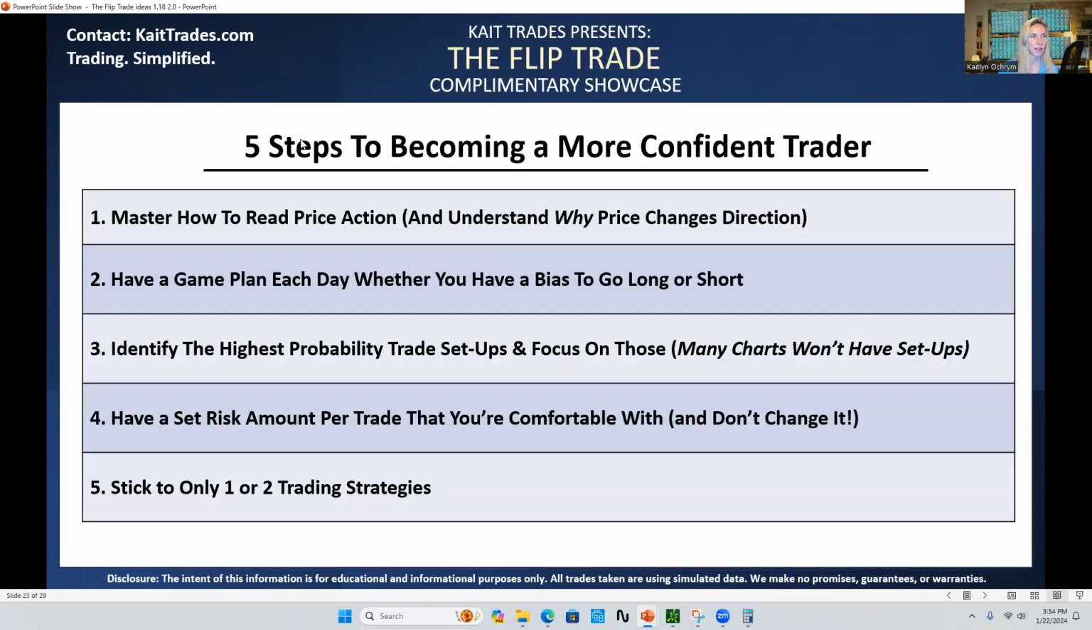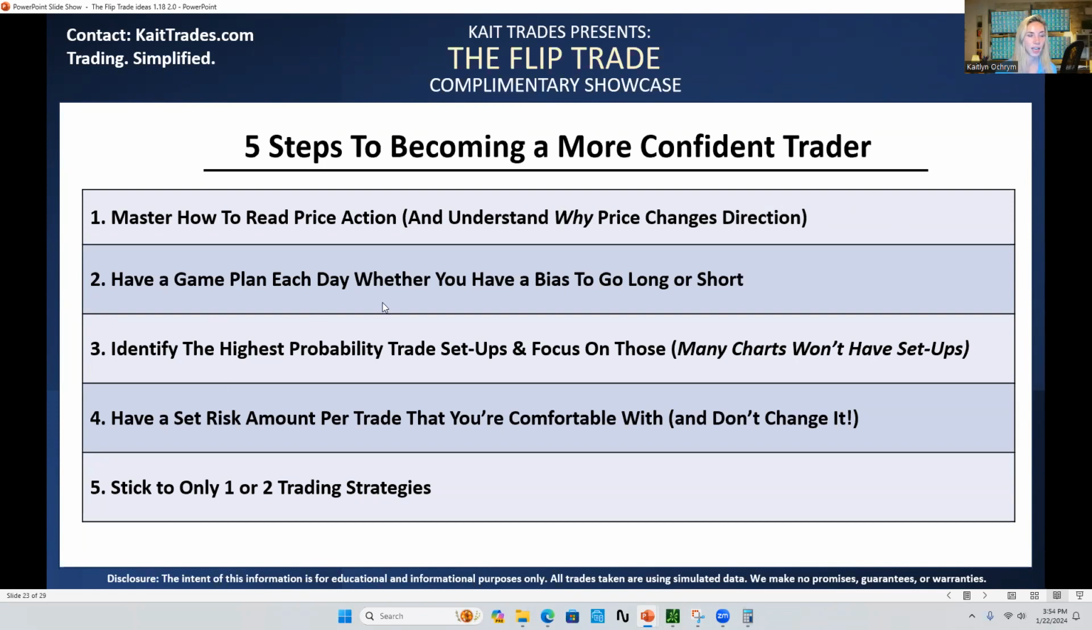So I found this helpful as well. Five steps to becoming a more confident trader. One, master how to read price action and understand why price changes direction. That's our foundation. Once you can strip away all of the complex chart patterns, indicators, and odds enhancers, and you just understand why price goes up, why price comes down, and where the entry points are, then you start to build your confidence and consistency with your trading.